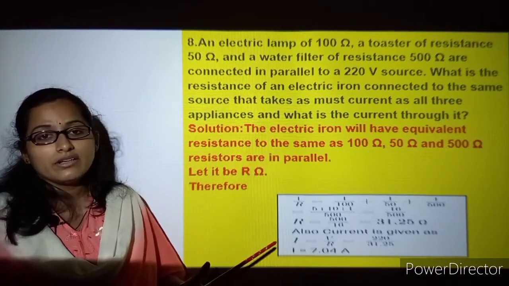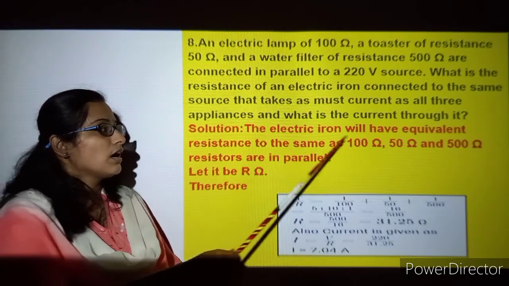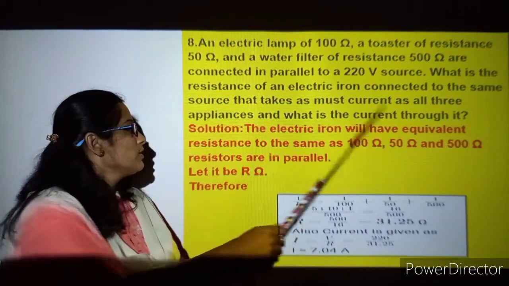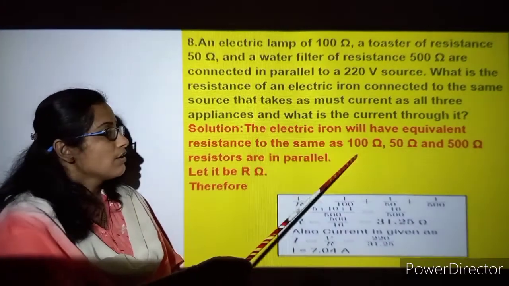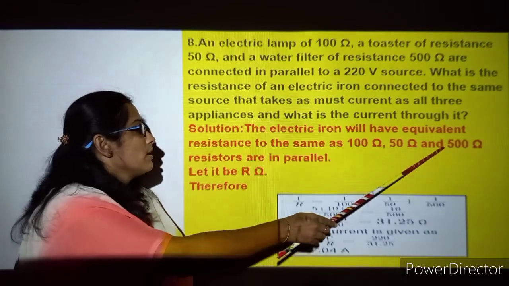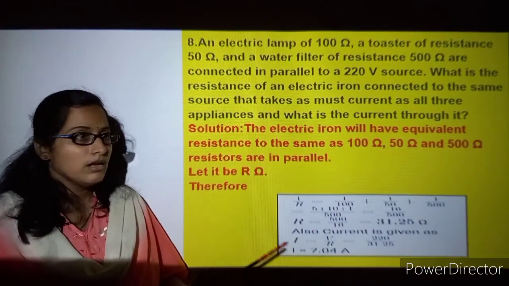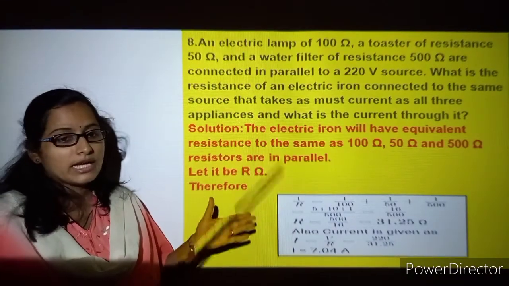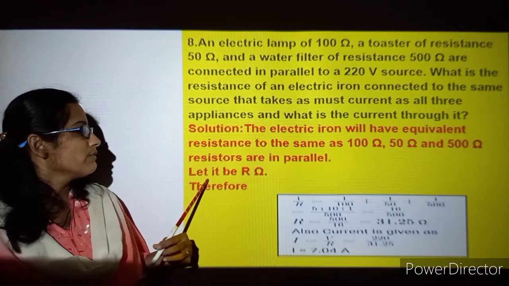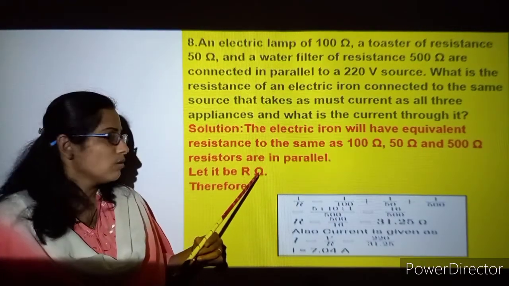Then what is the current flowing through it? Let's see here, the electric iron will have a resistance equivalent to the 100 ohm, 50 ohm and 500 ohm resistors connected in parallel. So the resistance will be the same for the electric iron. We will write it as R, capital R ohm.